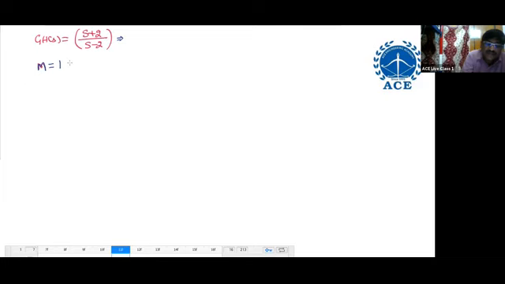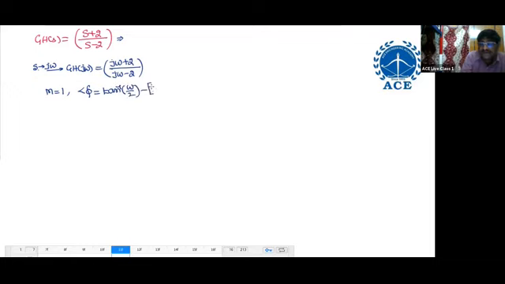S is called j omega. S replaced by j omega. G H of j omega equal to (j omega plus 2) by (j omega minus 2). Magnitude 1. Phase equal to tan inverse omega by 2 for the numerator. Denominator in the second quadrant, so 180 minus tan inverse of omega by 2.